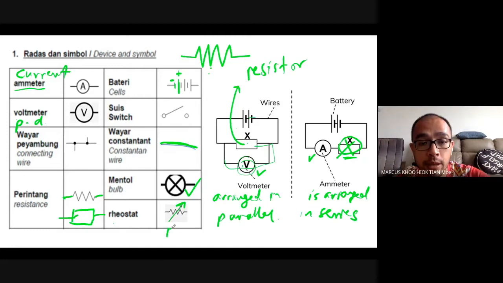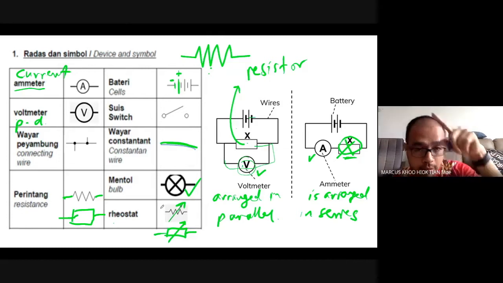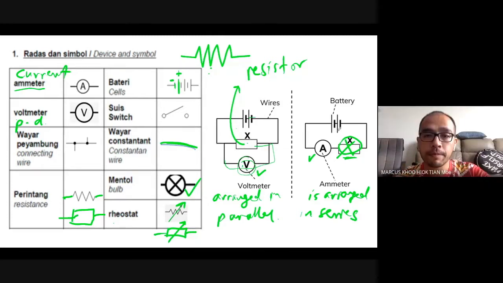Some books also give the rheostat like this. This is also a rheostat, a resistor that can be varied, the one with the arrow over there. I'm going to move on now since there is no response.